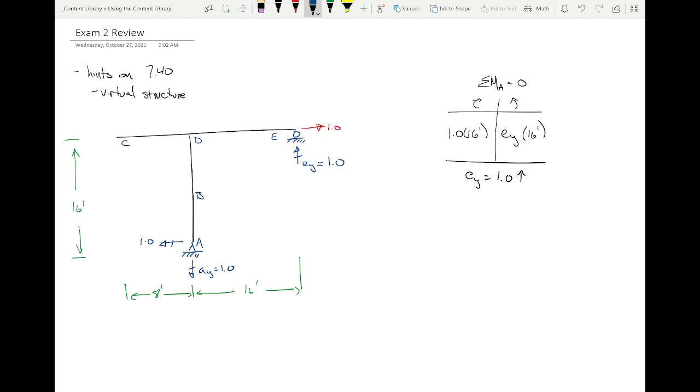Going back to engineering 213 land, what we have here is a system of two force couples. We have two forces equal in opposite directions separated by a moment arm. We have 1 times 16 going this way, and we have 1 times 16 going the other way. Bringing it back to engineering 213 land, that's what's going on here. Now, does that make sense?